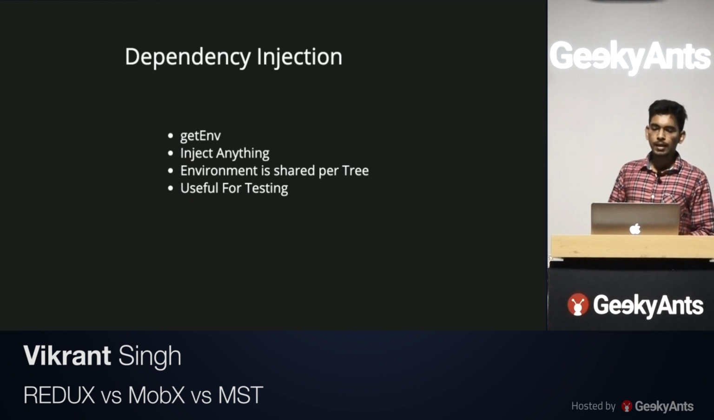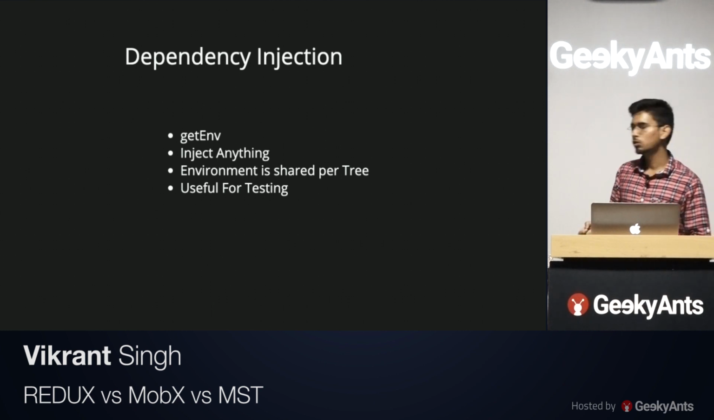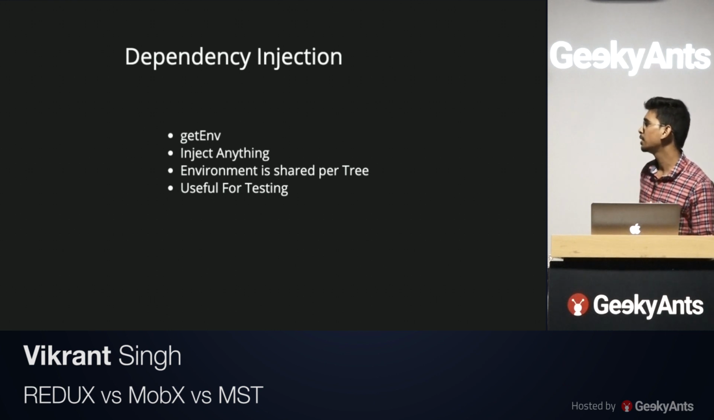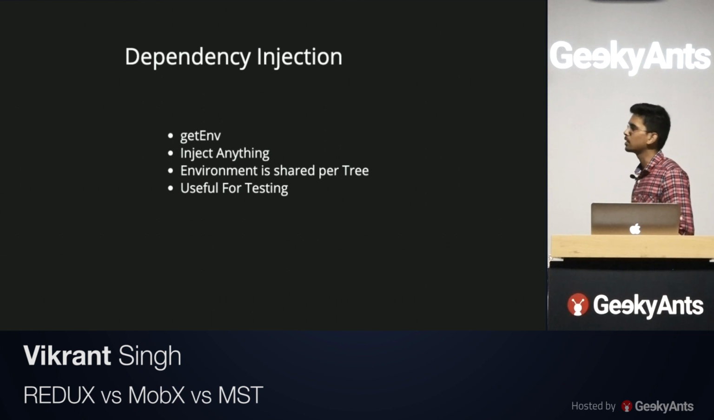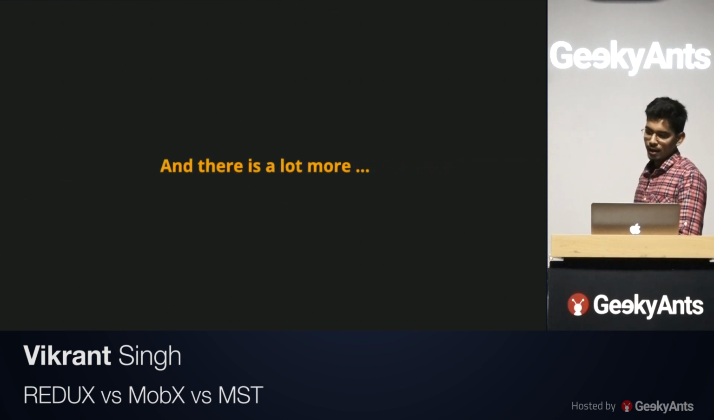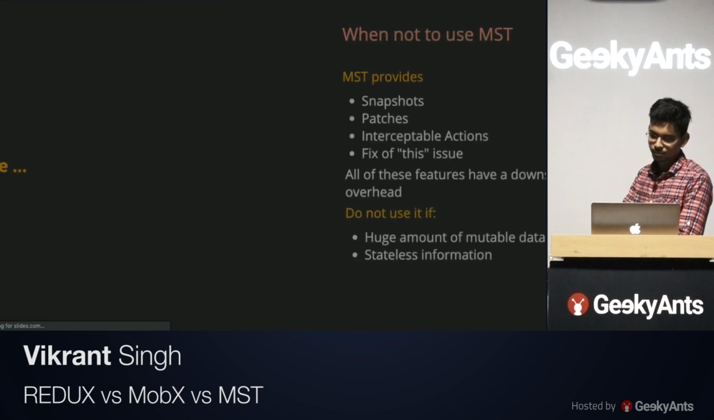And with dependency injection you can inject anything you want. You can even inject a particular store into the other store, and that's what makes dependency injection so interesting. So both of the stores can directly communicate with each other. Here the environment is shared per tree, and it is really useful for testing. Instead of going to multiple folders and making multiple changes, you can just directly inject a particular function. That's why dependency injection is really useful for testing. And MST provides a lot more.